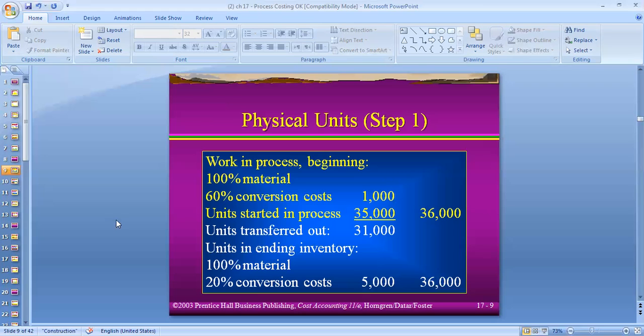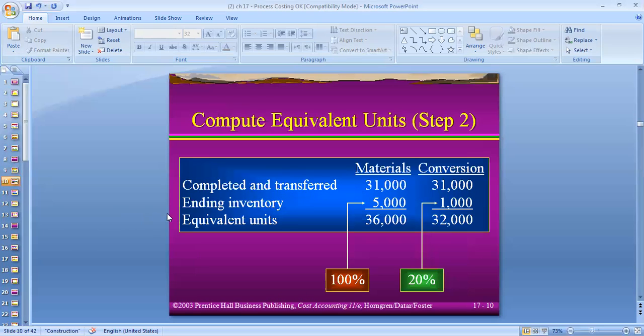Now, how to prepare our equivalent units of production report? Like this. Completed and transferred 31,000 either regarding materials or 31,000 regarding conversion cost. Ending inventory 5,000 regarding material, that is the ending with 100%, and 1,000 that is 20% for conversion cost. So the total 36,000 from the material point of view and 32,000 from the conversion cost point of view.